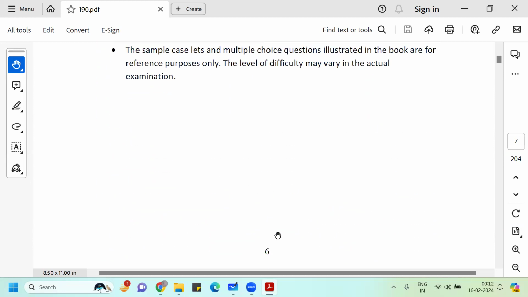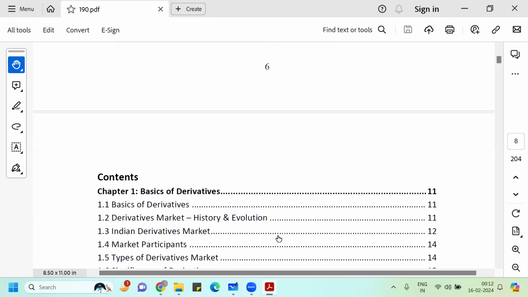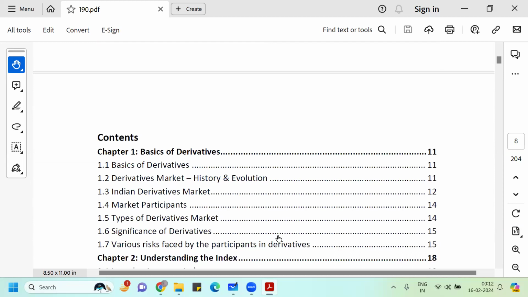So here I have given you the details about this exam, and here you can see the content of the exam, where you can see different chapters. In chapter 1, we'll basically study about the basics of derivatives, like history and evolution of derivatives, Indian derivative market, market participants, types of derivative market, significance of derivative market, and various risks faced by participants in derivatives.